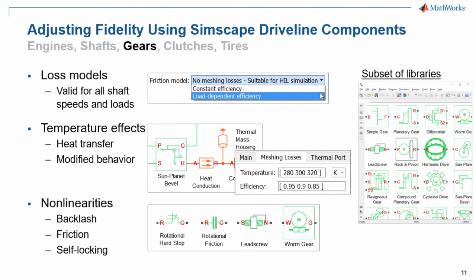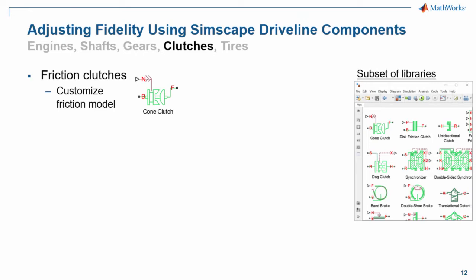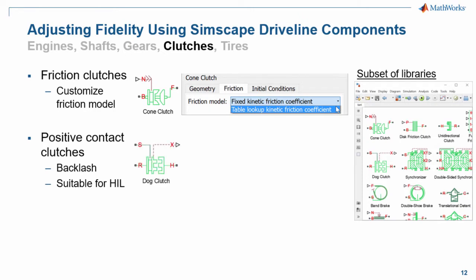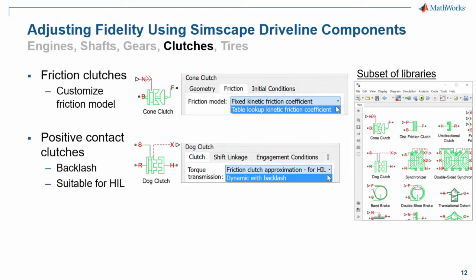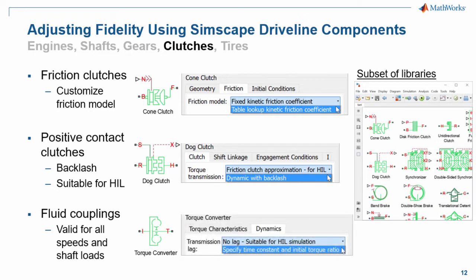There are a wide range of clutch models available in Simscape Driveline. These include friction clutches, such as a cone clutch. The parameterization options allow you to customize the friction model. There are also positive contact clutches, such as dog clutches and synchronizers. You can parameterize these to include backlash or use a friction approximation that is appropriate for hardware-in-the-loop testing. And there are fluid coupling models, which are valid at all speeds and shaft loads, such as a torque converter. You can parameterize the transmission lag such that it is applicable for the test you wish to run.